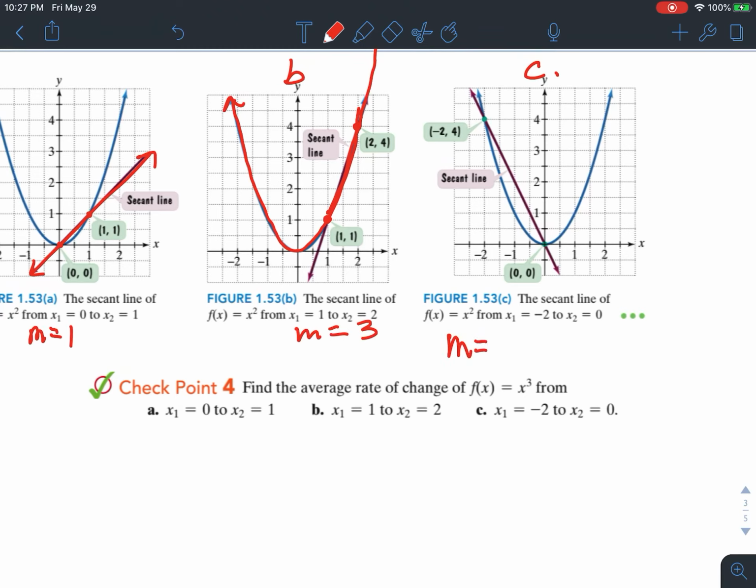And on this one, where we had a slope of negative, what was it, negative 2, right? Well, of course it's negative because look, the function is doing what? It's decreasing. If the function is decreasing, then the slope is going to be negative.